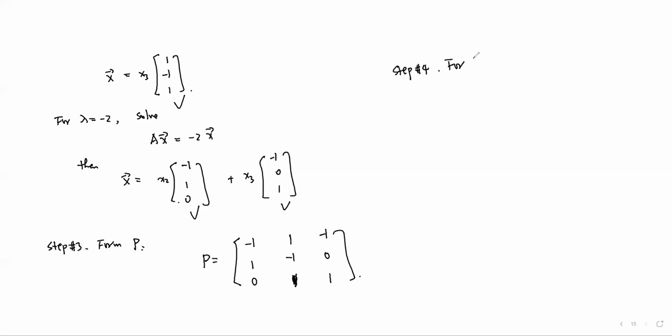Then step 4. Form D, the diagonal matrix. This time, the order of the entries depends on the order of the columns of P. First column, eigenvector associated with eigenvalue -2, so put -2 here. Second column, eigenvector associated with eigenvalue 1, so put 1 here. And then third column, eigenvector associated with eigenvalue -2, so put -2 here.